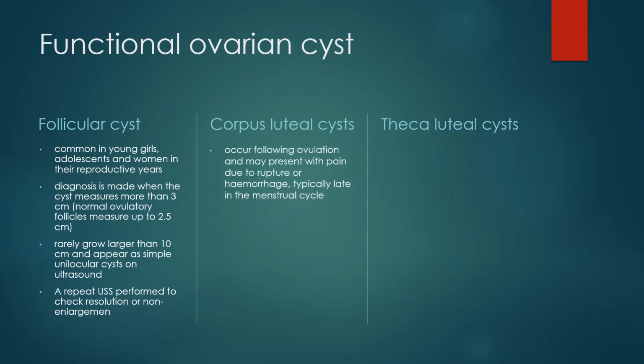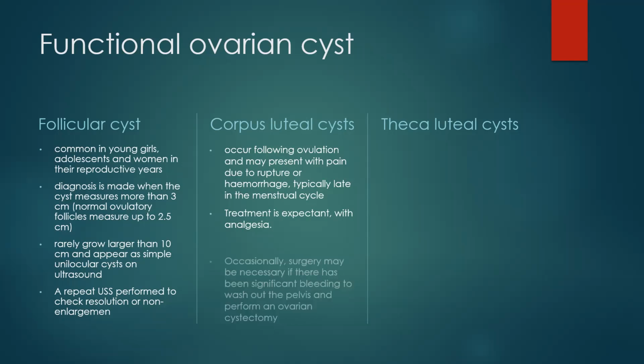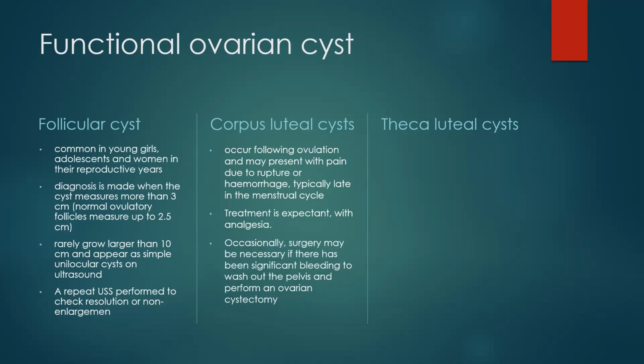Then comes a corpus luteal cyst. These occur following ovulation and may present with pain due to rupture or hemorrhage, typically late in the menstrual cycle. So whenever a patient has pain and she comes and you see it's a cyst, you can ask about the menstrual cycle, at which stage she is in the menstrual cycle. You can assess the type of cyst. Treatment is expectant with analgesia. Occasionally, surgery may be necessary if there has been significant bleeding, to wash out the pelvis and perform an ovarian cystectomy.